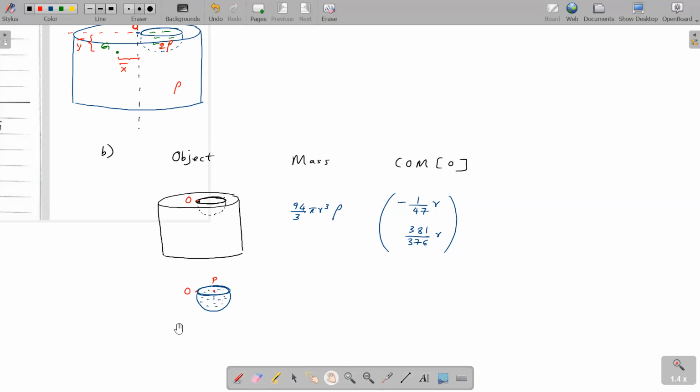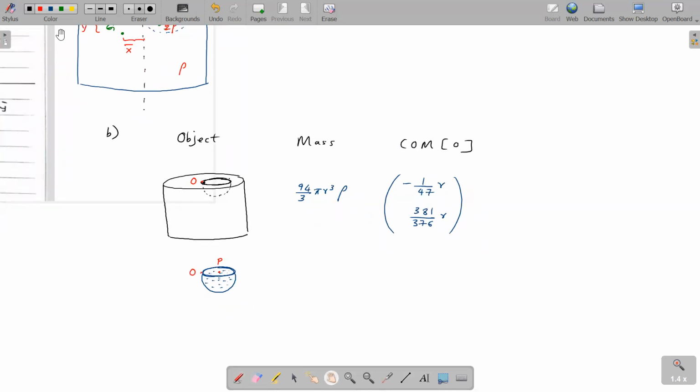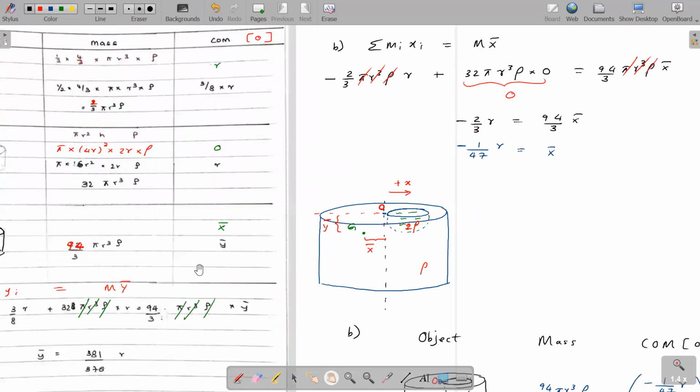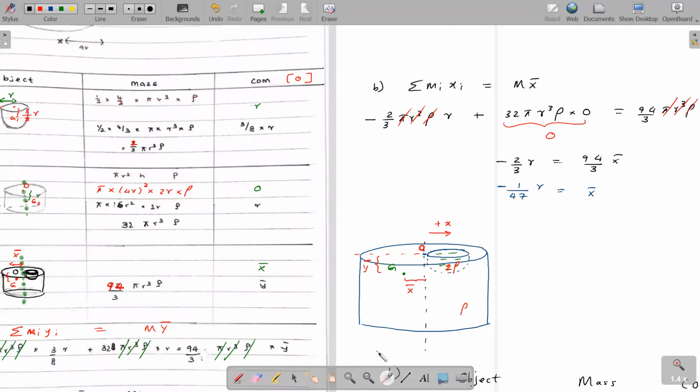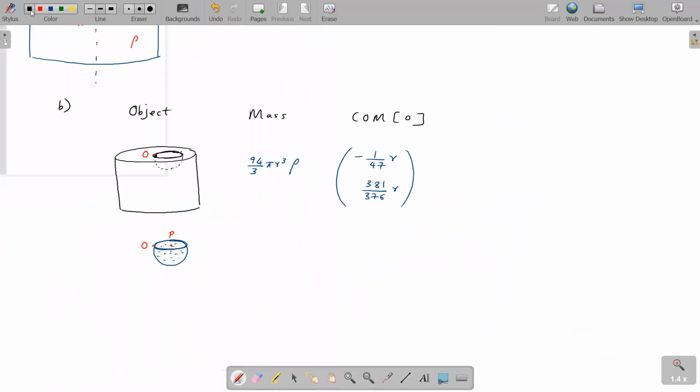The density is 2 rho. So you know the mass is the volume times density. The volume is half of 4 over 3 pi r cube, where the radius is r. That's going to be 2 over 3 pi r cube, into, guys, it should be not rho, but now it should be 2 rho. Can you see the difference?